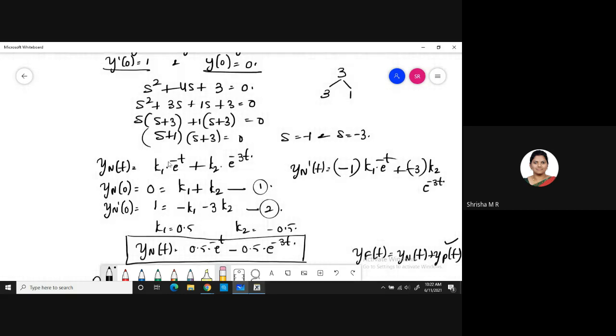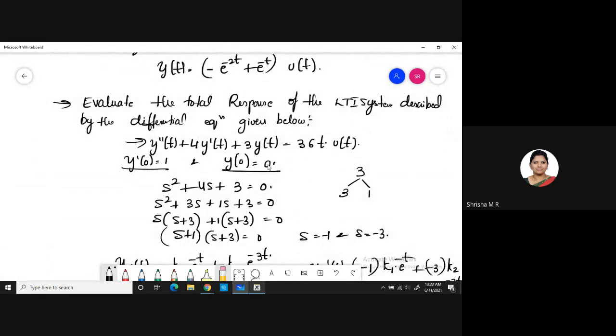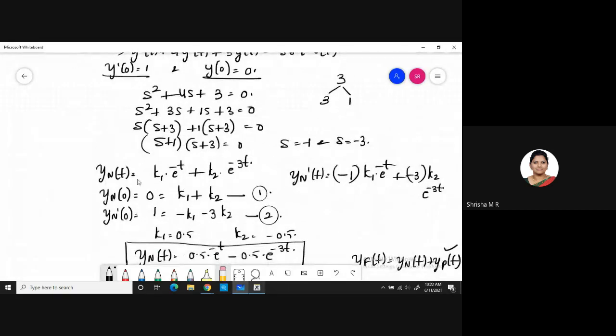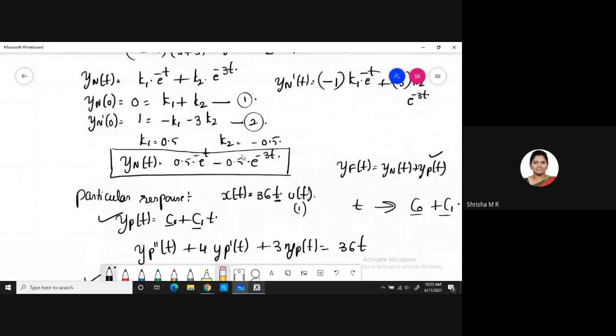Okay. In this equation, you have to find k1 and k2. How will you find k1 and k2? By making use of the initial conditions given in the question. These are the initial conditions given. y of 0 is equal to 0, y dash of 0 is equal to 1. So make use of those initial conditions. For yn of 0, you substitute t is equal to 0 in this equation. Directly you will get it. To find yn dash of 0, you find the derivative of this and then substitute t is equal to 0. Okay, you'll get two equations, find out k1 and k2, then you'll get the natural response.